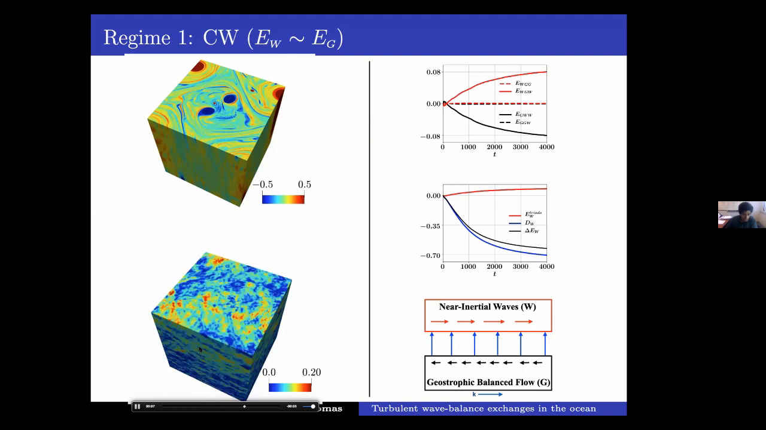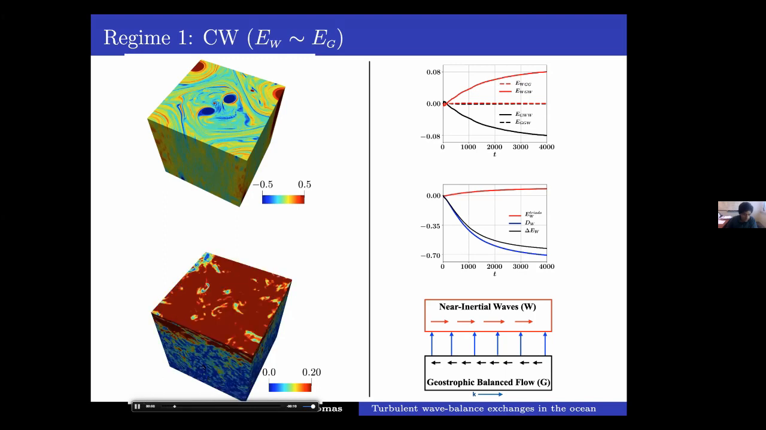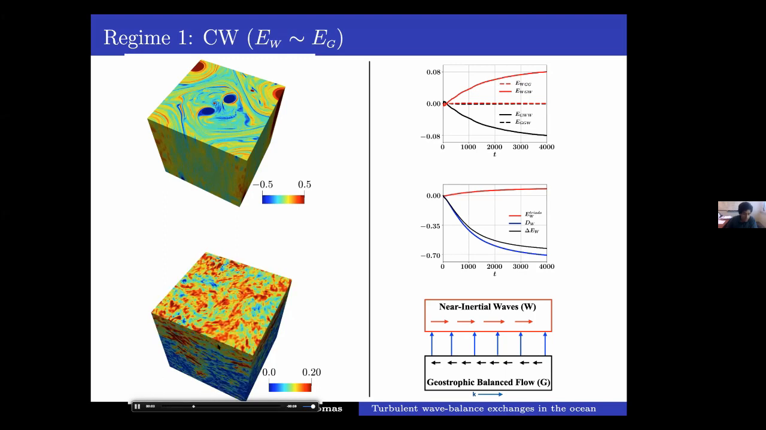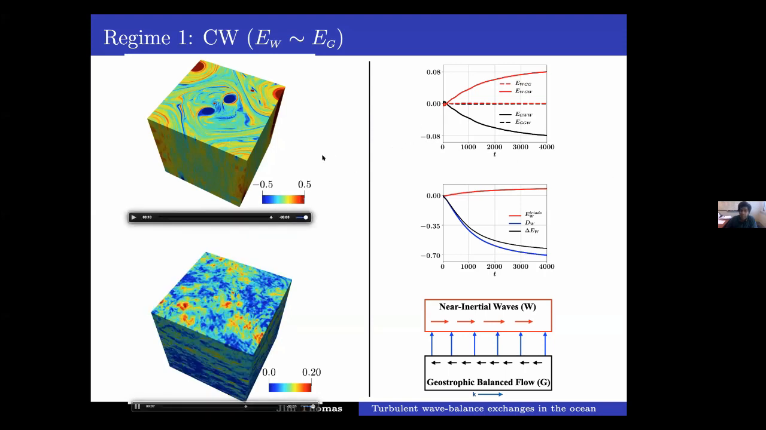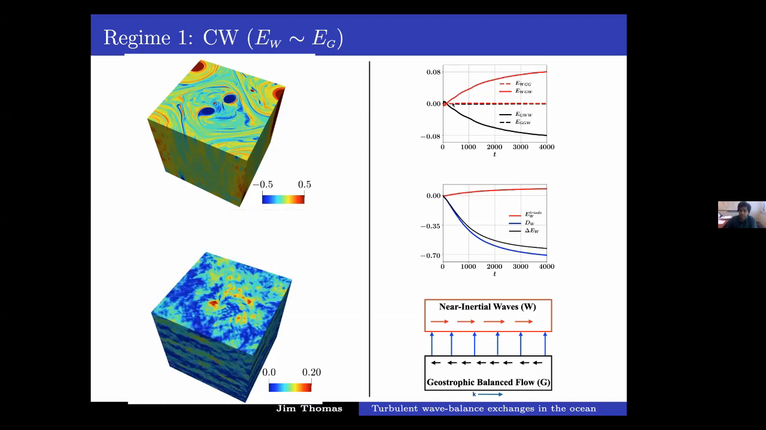So initially there was no wave activity in the interior parts of the ocean, but the waves propagate vertically and they dissipate in the interior parts of the ocean. This is a figure that's showing us the energy budget associated with this process. Red curve is the wave energy. So wave energy is increasing with time. Black is the vortex energy or the geostrophic energy. So geostrophic flow is losing energy to waves in this particular parameter regime.